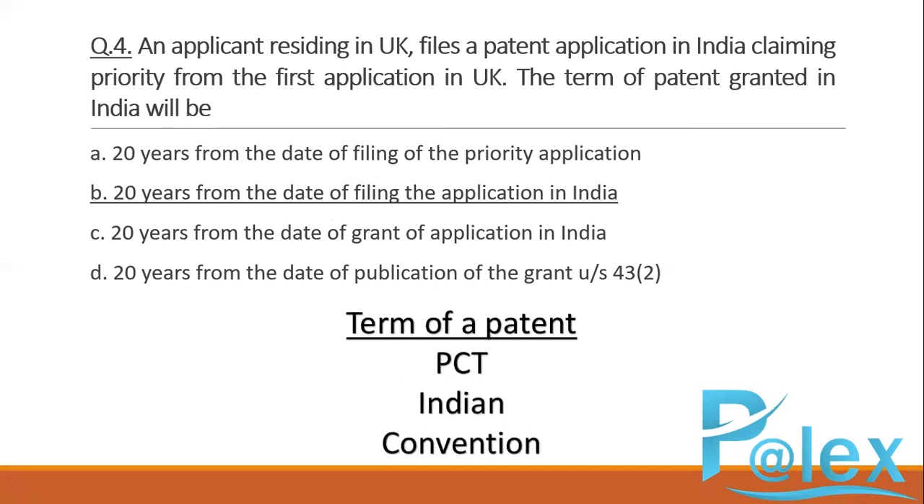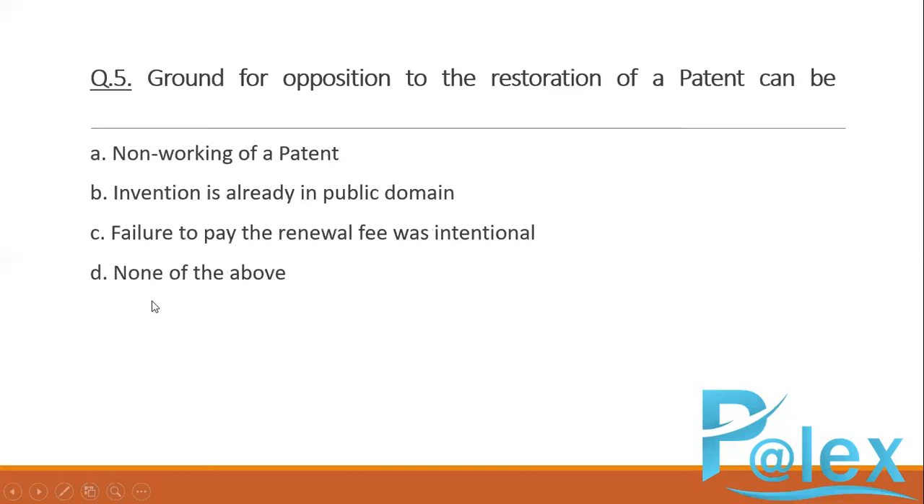Remember that in case of PCT, the term is always calculated from the PCT filing date. In case of convention, the term is always calculated from the convention filing date in India. And in case of Indian, the term is calculated from the date of filing of the patent application.